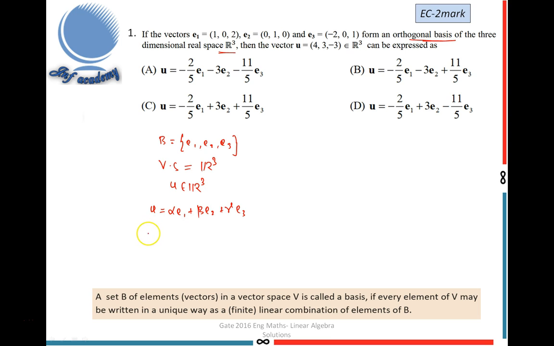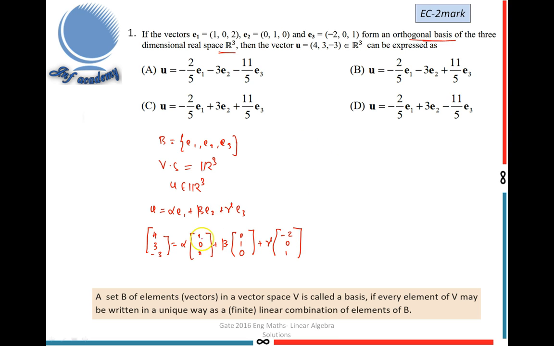Next, the U vector is given as 4, 3, minus 3. Alpha into E1 is 1, 0, 2, plus beta into E2 is 0, 1, 0, plus gamma into E3 is minus 2, 0, 1. Solving this equation, we can get alpha, beta, gamma.